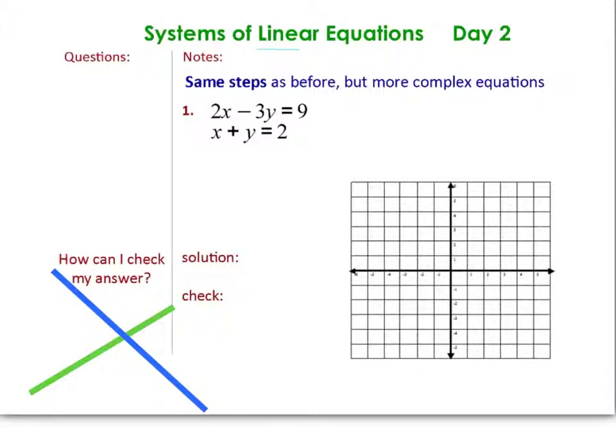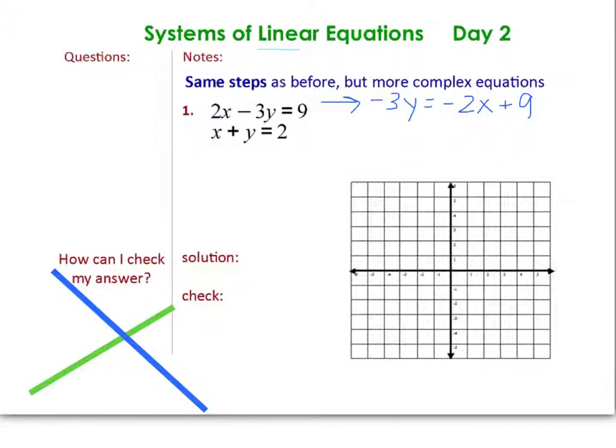We have 2x minus 3y equals 9. I'm going to do some work off to the side. What I want to do is put this in slope-intercept form, so I'm trying to get y by itself. If I subtract 2x from each side, I get negative 3y equals negative 2x plus 9. All I did was subtract that 2x over.